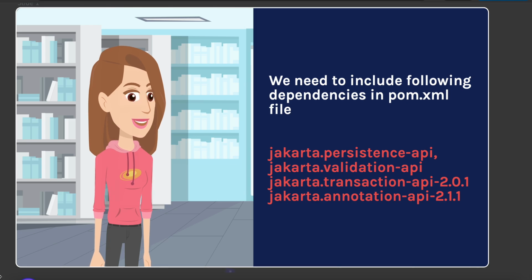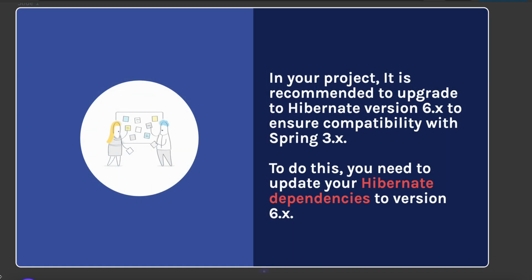jakarta.persistence API, jakarta.validation API, jakarta.transaction API 2.0.1, jakarta.annotation API 2.1.1. In your project, it is recommended to upgrade to Hibernate version 6.x to ensure compatibility with Spring 3.x. To do this, you need to update your Hibernate dependencies to version 6.x.